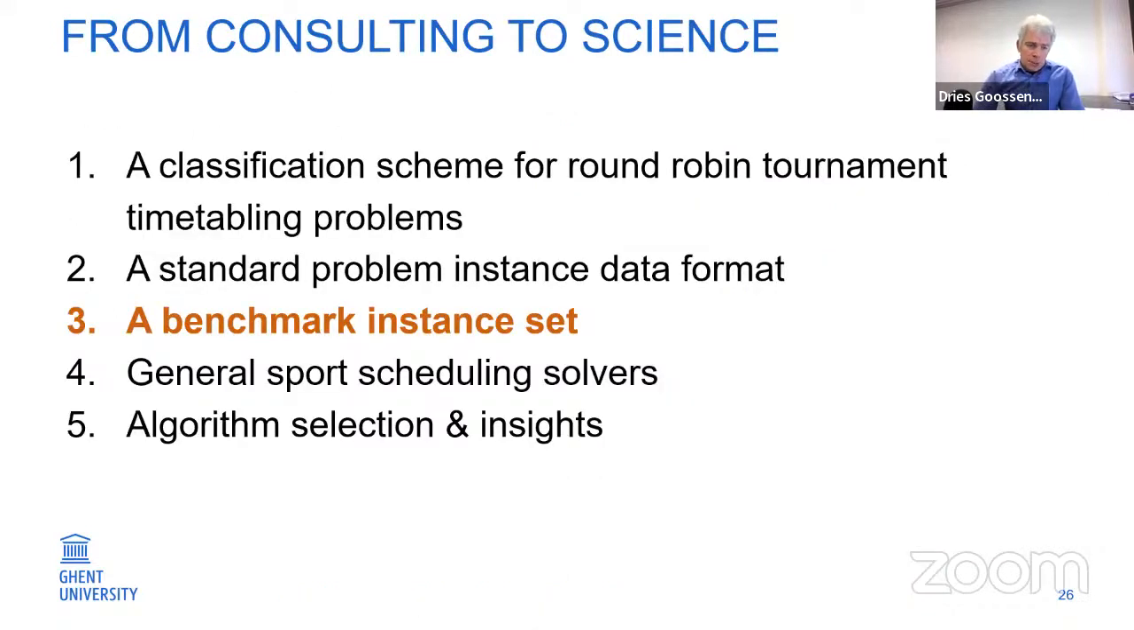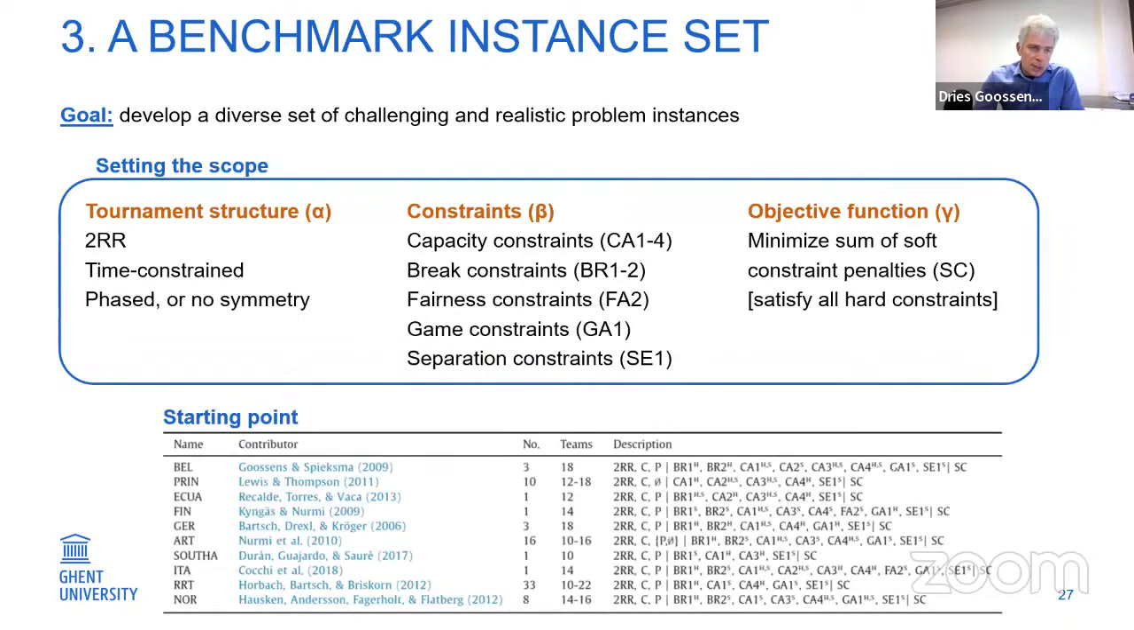Okay. So that was the second step. Now the third step is to come up with a set of instances that can serve as a benchmark, that can serve to compare your algorithm with other algorithms. And to do that, well, we started from our classification, but we didn't consider all possible objective functions, constraints, tournament formats. We had to make a little selection there.